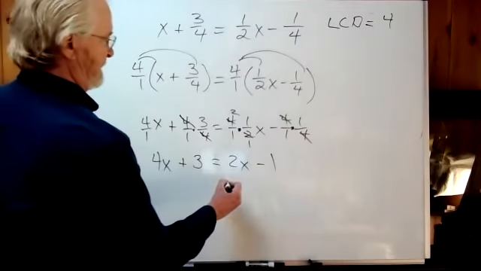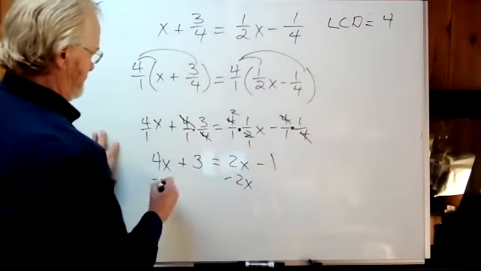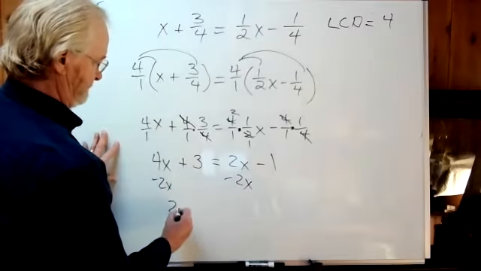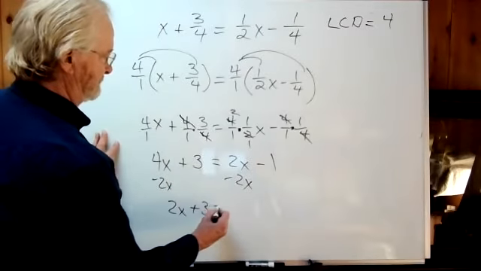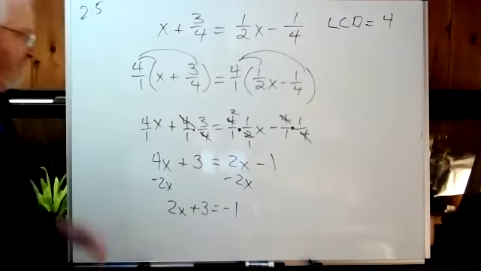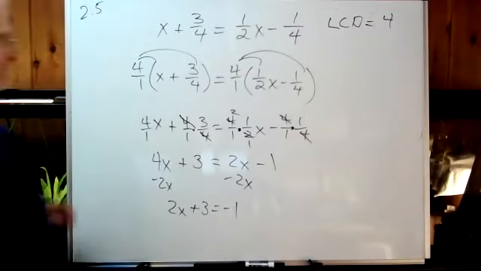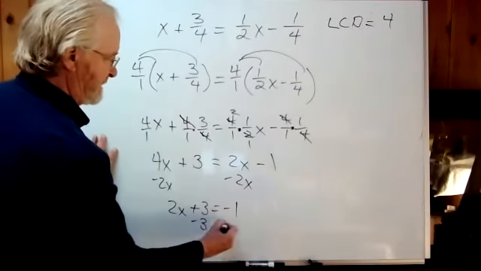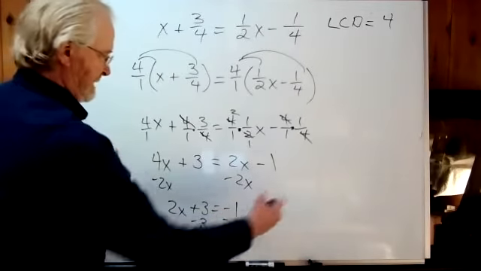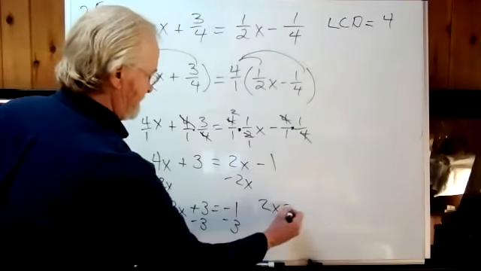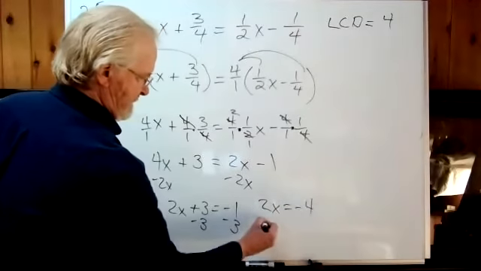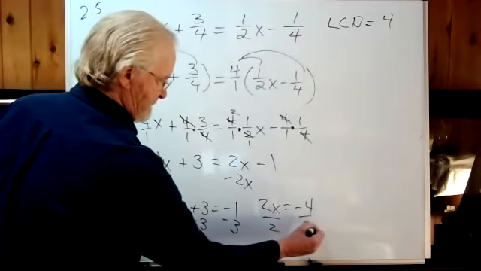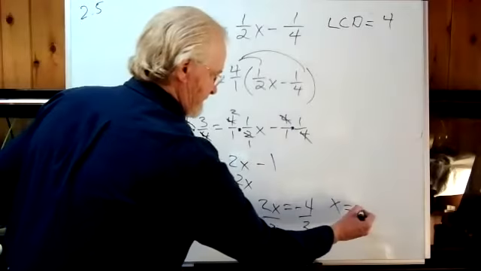I'm going to move my variables. I'm going to move this 3. I'm going to go sideways here. 2x equals negative 4. And divide by 2. x equals negative 2.